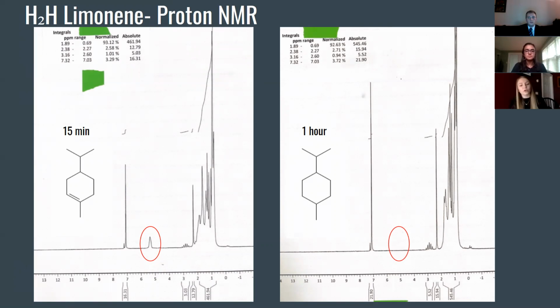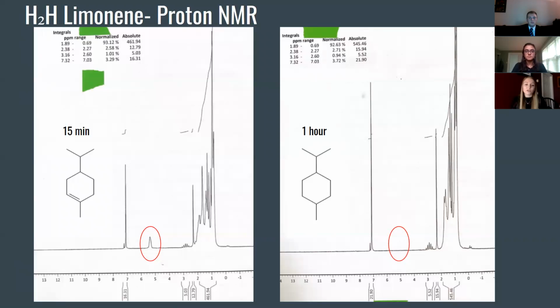So when determining the reaction length we wanted to use for the hydrogenation mechanisms, we first ran the H2H of limonene for 15 minutes. And after we did that, we noticed a small peak between 5 and 6, which is circled on the left image. And so we decided to run the reaction for an hour just to see if we could get rid of that peak. And obviously we did that on the right. You can see that the peak is gone between 5 and 6.